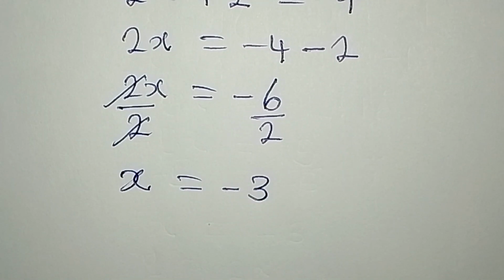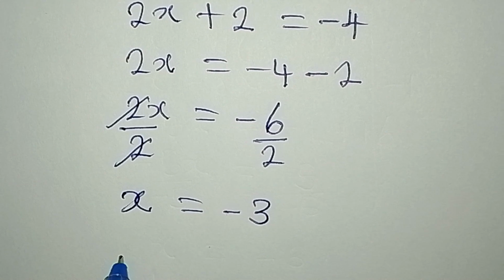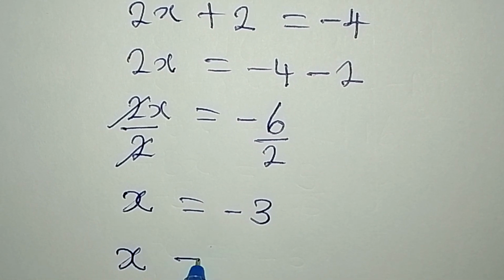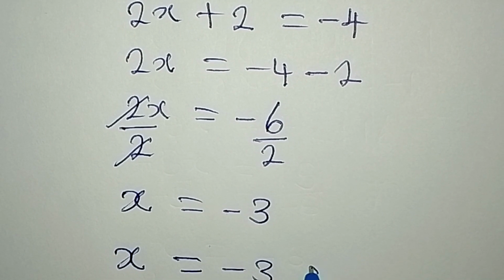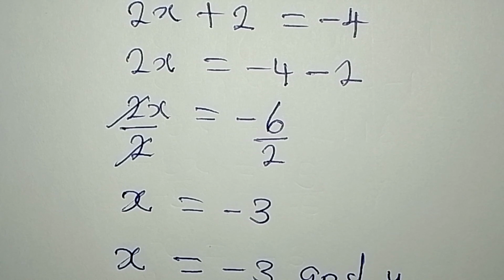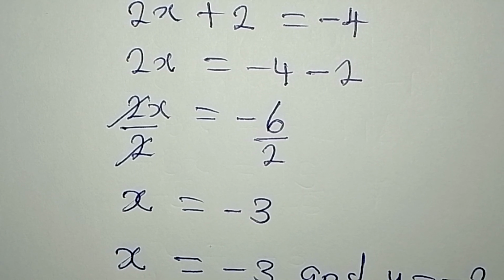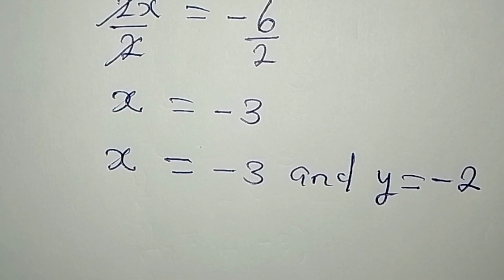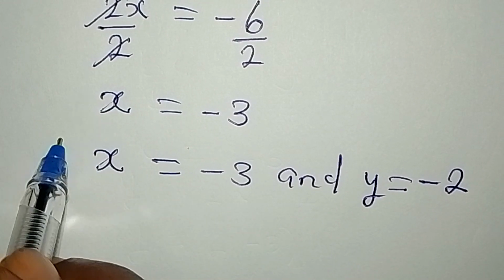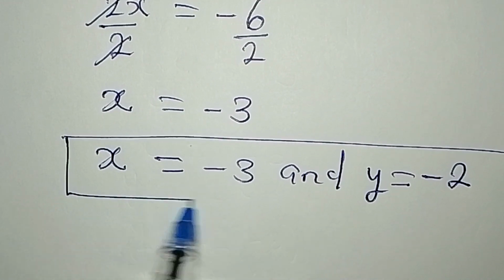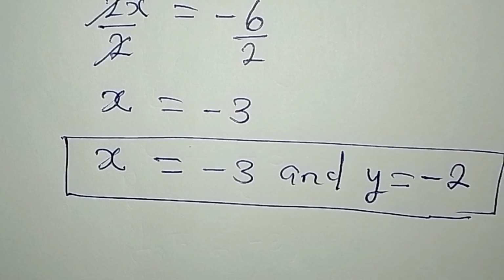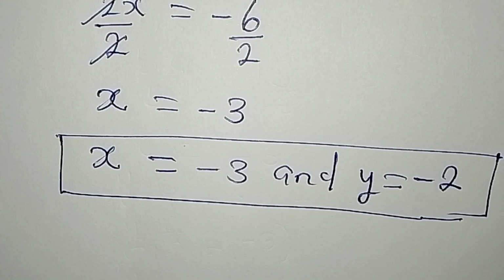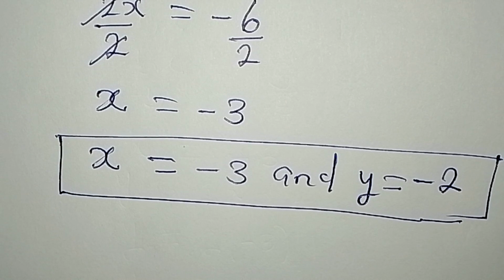So from here now, we can bring the two solutions together. We have x equal to negative 3 and y equal to negative 2. This is also what we got when we used the first method, which is the substitution method. So the question now is, which of these methods would you have used if you met this in an examination hall?